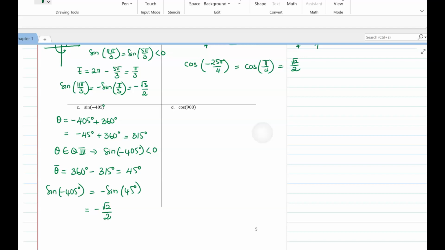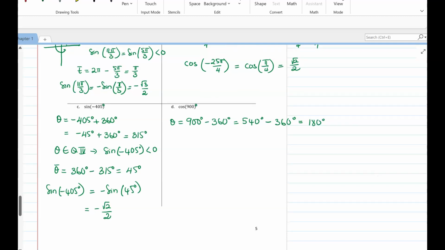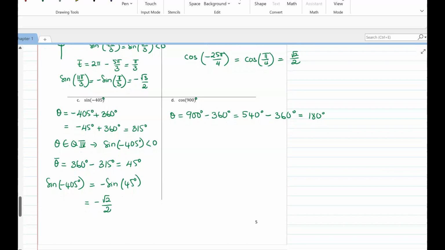Cosine of 900 degrees. So start with theta equal to 900 degrees. We subtract 360 degrees each time. This is 180 degrees. So cosine of 180 degrees.